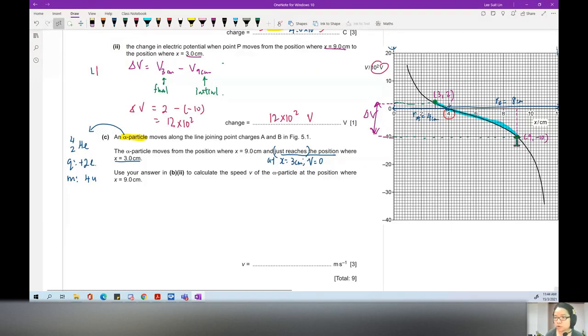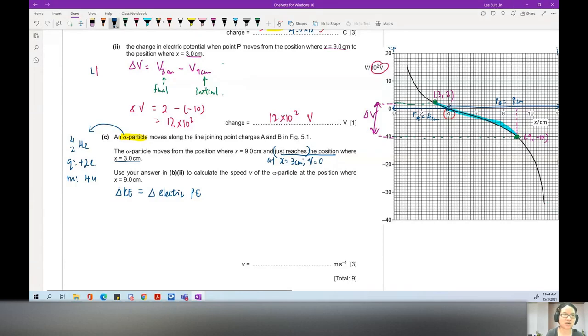It's like you have a ball rolling from 9 cm to 3 cm. So obviously the ball will lose kinetic energy. So I would say the change in kinetic energy will be equal to the change in electric PE. But if it just reaches, it means the ball rolls up, slows down, slows down, slows down, reaches here, stops. No more energy already. Then after that, what happened to the ball? Slides back down, no? Speeds up, and bye-bye.